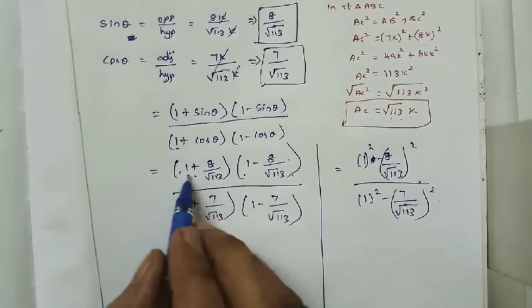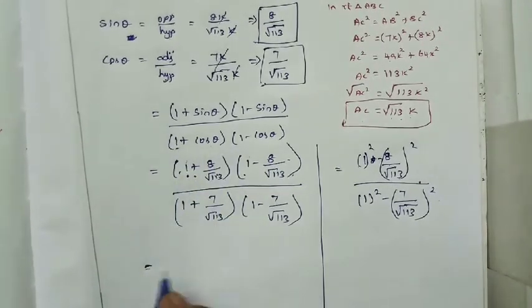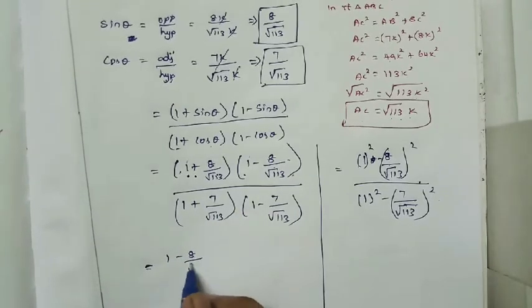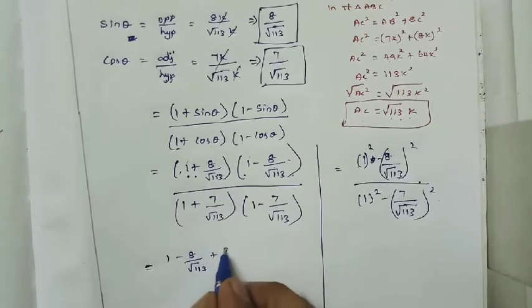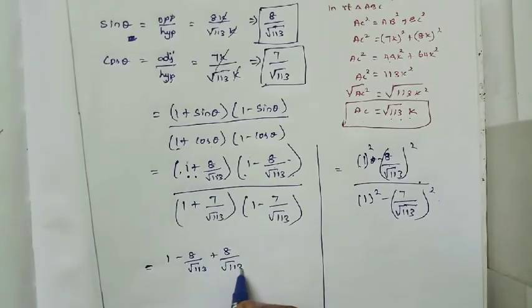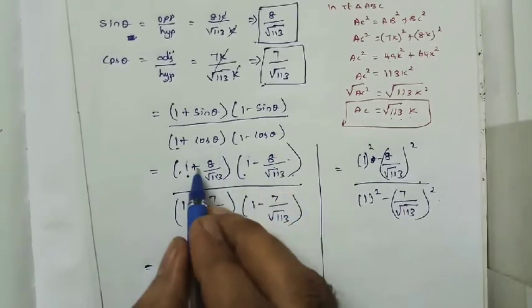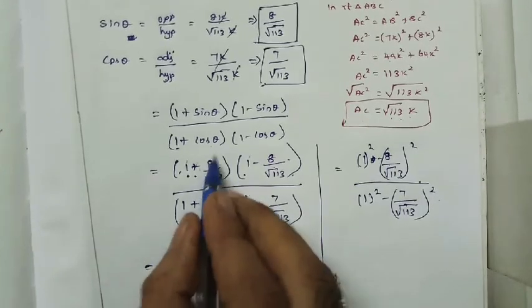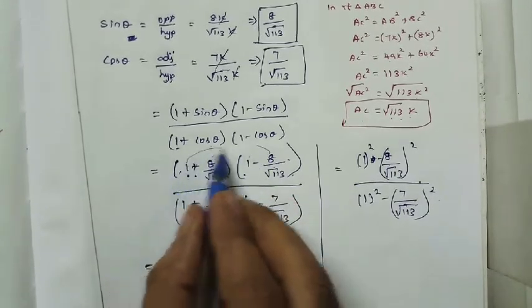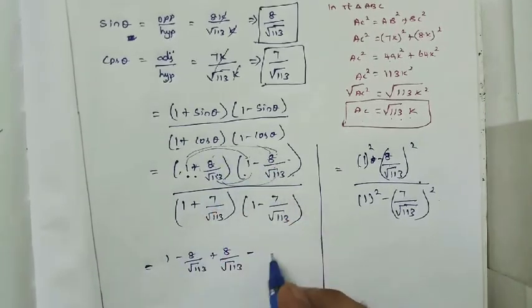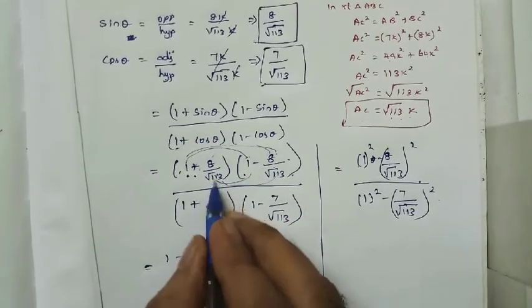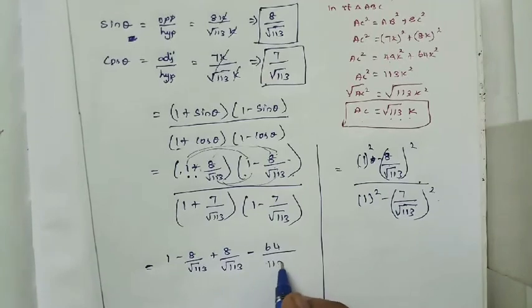I'm just multiplying 1 by 1. 1 into 1, 1. And 1 into minus 8 divided by root 113. Next plus 8 divided by root 113. And while multiplying plus into minus, 8 8s are 64. Likewise, 8 into 8, 64, divided by root 113 and root 113, that is 113.